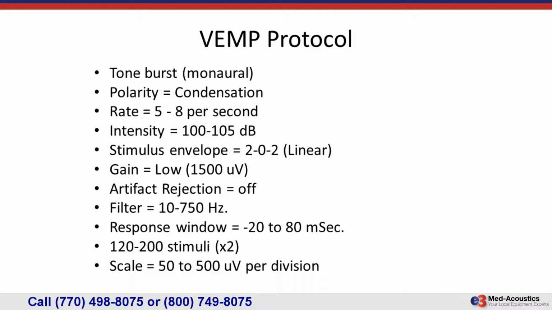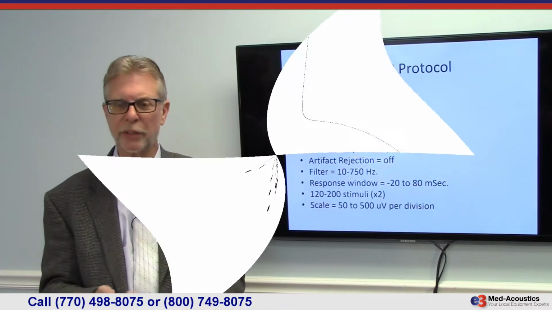We shut the artifact rejection off, and our filtering is only 10 hertz to about 750 hertz. The ideal response window is minus 20 milliseconds to about 80 milliseconds. And the number of stimuli is typically somewhere between 120 and 200 stimuli. And the scaling, of course, is turned down to the point where you can actually size the responses properly on the screen.